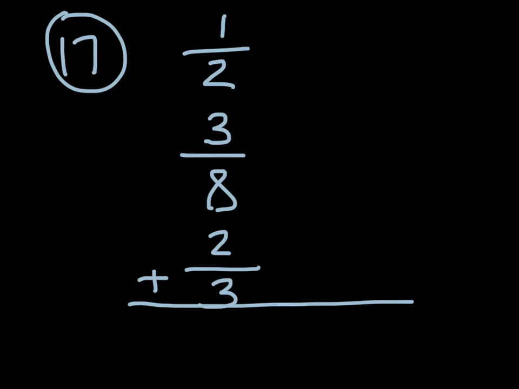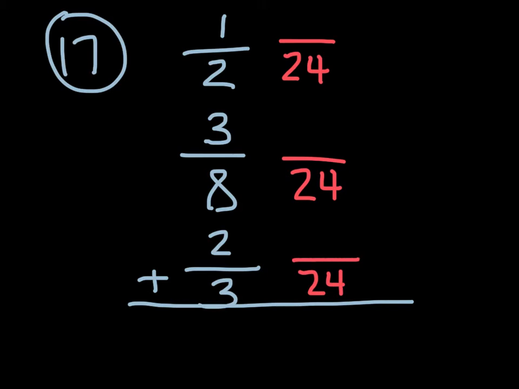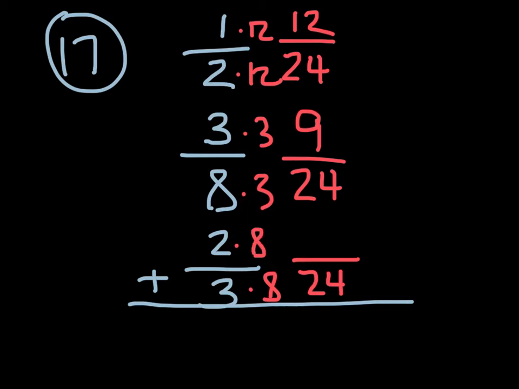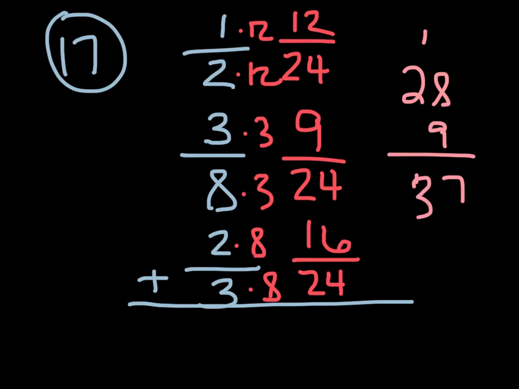Number 17, you have, let's see, what is it? 24 is your common denominator. Two times 12 gives you 24. 1 times 12 gives you 12. 8 times 3 gives you 24, so 3 times 3 gives you 9. 3 times 8 gives you 24, so 2 times 8 gives you 16. Then you want to add all your numerators, 16 plus 12 plus 9, which is what? 28 plus 9 is 37 over 24.